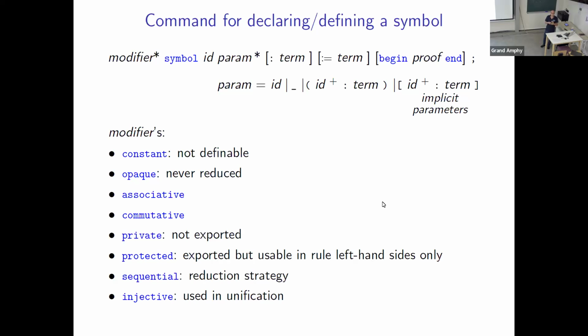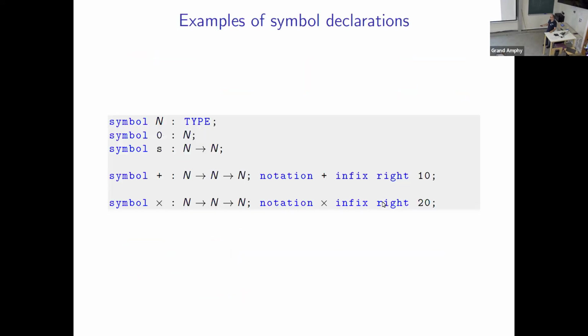And associativity and commutativity together, it's a theory that we cannot decide by using rewriting. So it needs to be managed in some specific way. And there are some other things that I'm not going to enter the details. Okay, so let's see some examples.